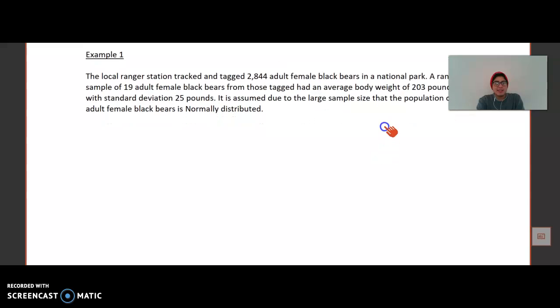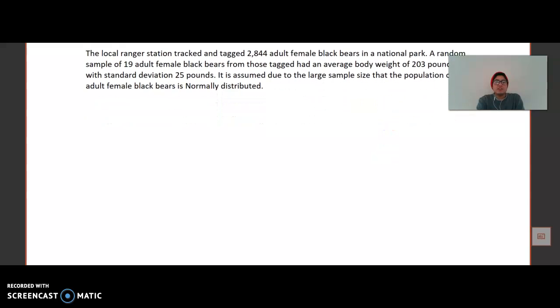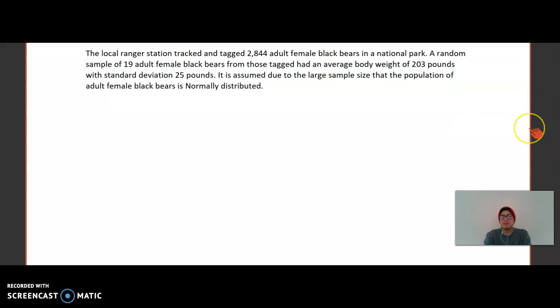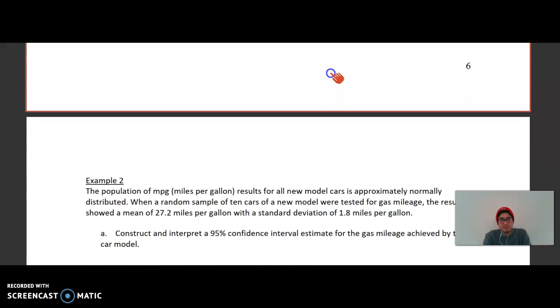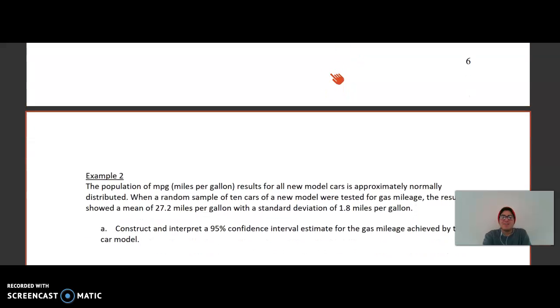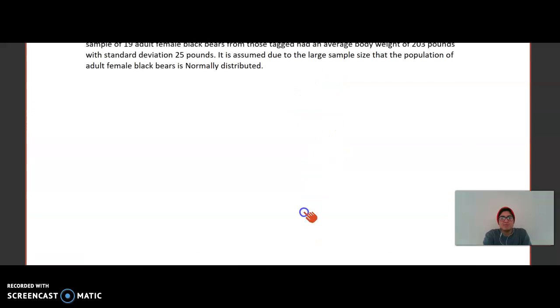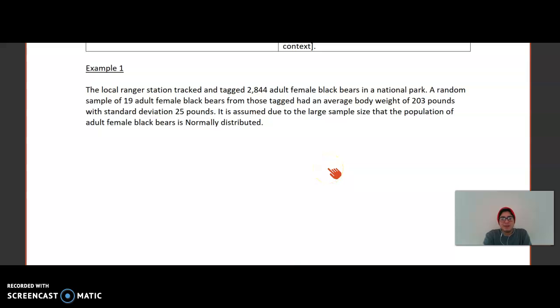So here, let's take a look at this example. The local ranger station tracked and tagged 2,844 adult female black bears in a national park. A random sample of 19 adult female black bears from those tagged had an average body weight of 203 pounds with standard deviation 25 pounds. It is assumed due to the large sample size that the population of adult female black bears is normally distributed. And then there should have been a follow-up question that says, construct and interpret a 95% confidence interval for the estimate of the typical weight of a female black bear.